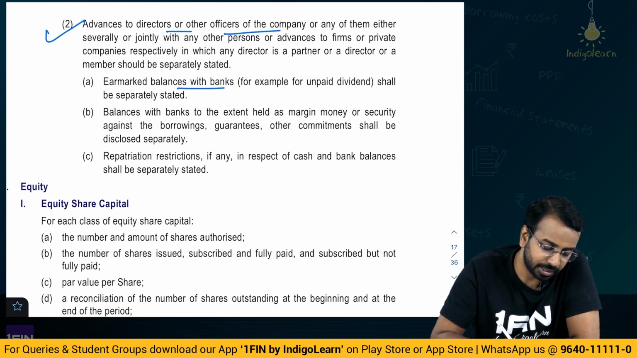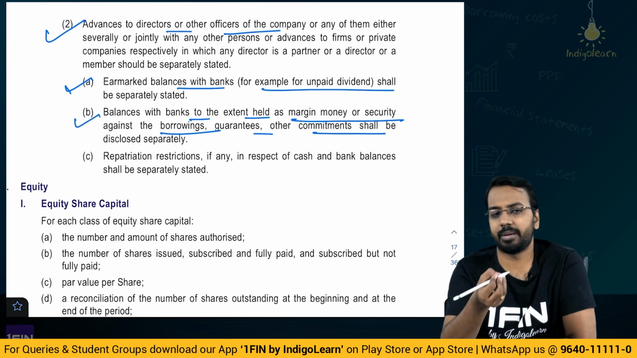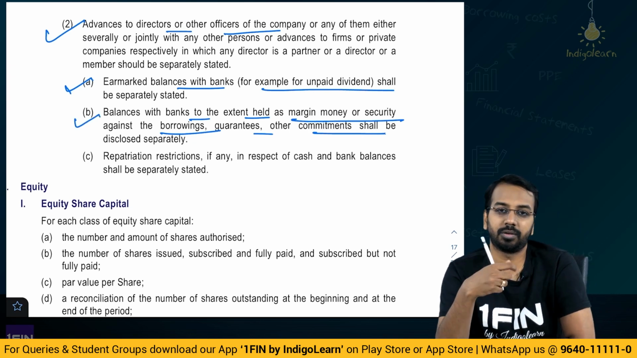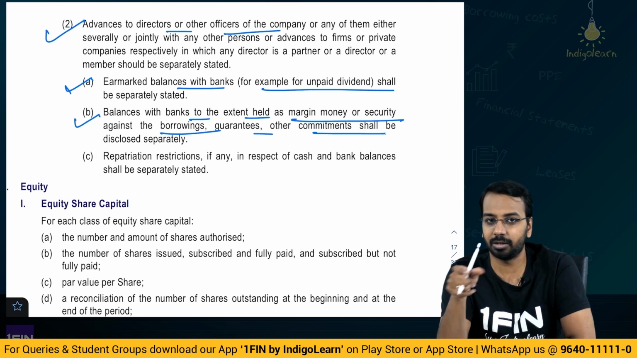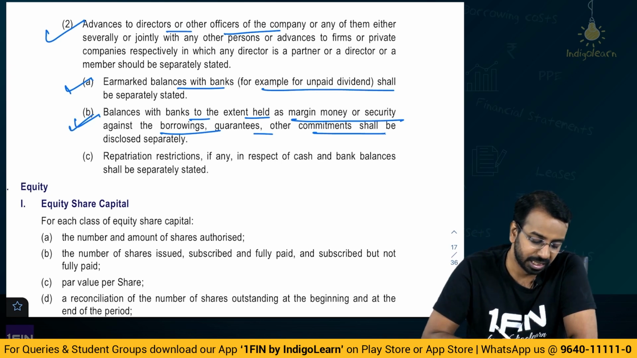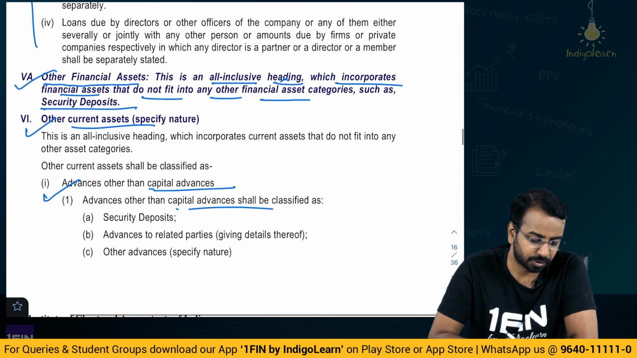Then earmarked balances with bank, for example unpaid dividends, you will show separately. Balances with the bank to the extent held as margin money against borrowings, guarantees and other commitments are shown separately. So what happens is, when you have to take a loan or when you have to give a guarantee, you have to keep some amount restricted in the bank. So that will be shown separately. Repatriation restrictions, if any, will be separately stated. So that is with respect to other current assets.